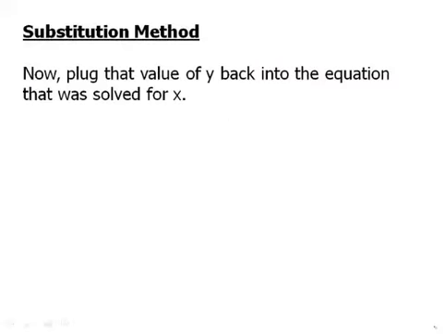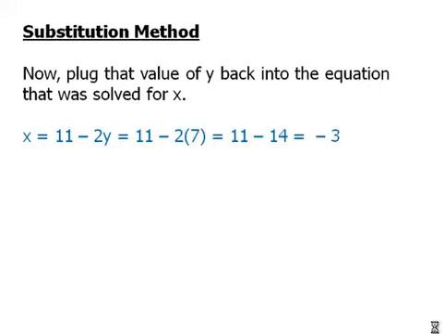Now we plug this value of y back into the equation that was solved for x. So we had x equals 11 minus 2y. Well, now we know that y equals 7. So we'll just plug that in. 11 minus 14 is negative 3. And so that point, x equals -3, y equals 7, that is the solution.